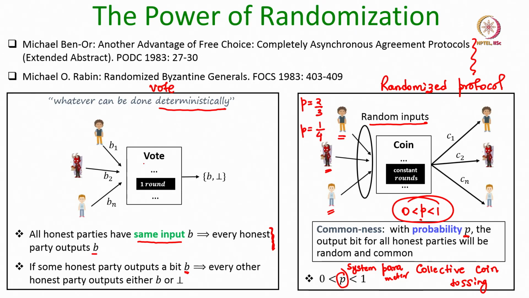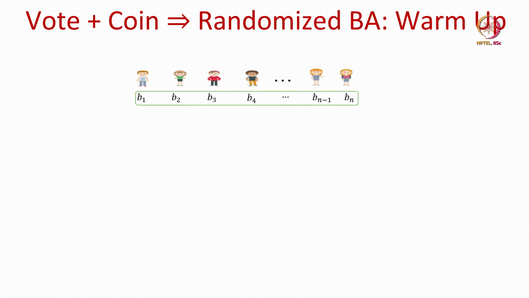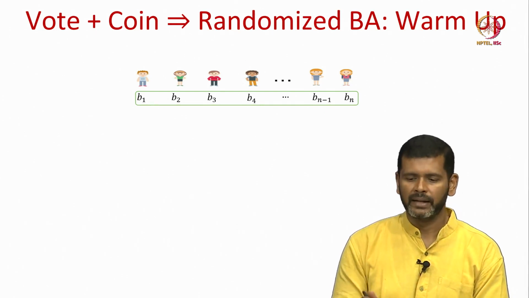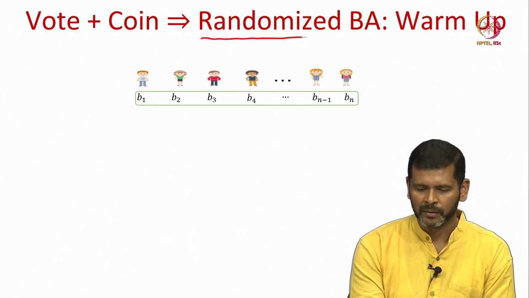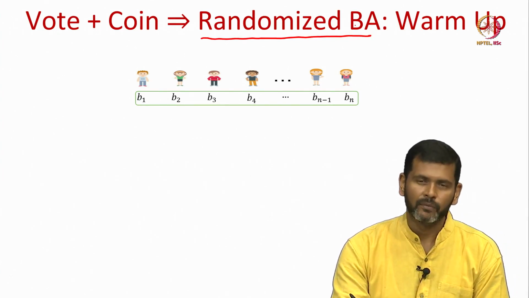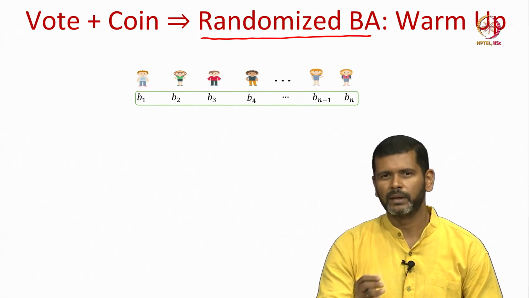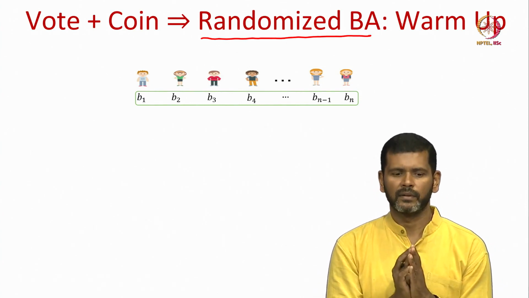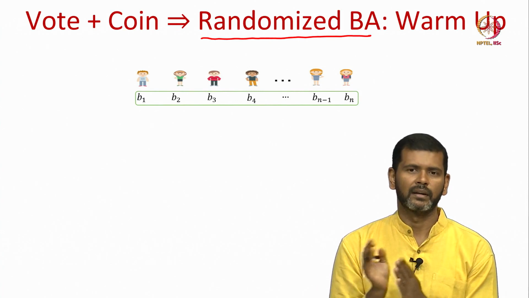Notice that during both the vote protocol and the coin protocol, at most t parties could be corrupt. Now, let us see how these vote and coin gadgets can be combined to get a randomized Byzantine agreement protocol. I am explaining the framework in the context of Byzantine agreement, but remember that we always have this conversion from Byzantine agreement to broadcast.